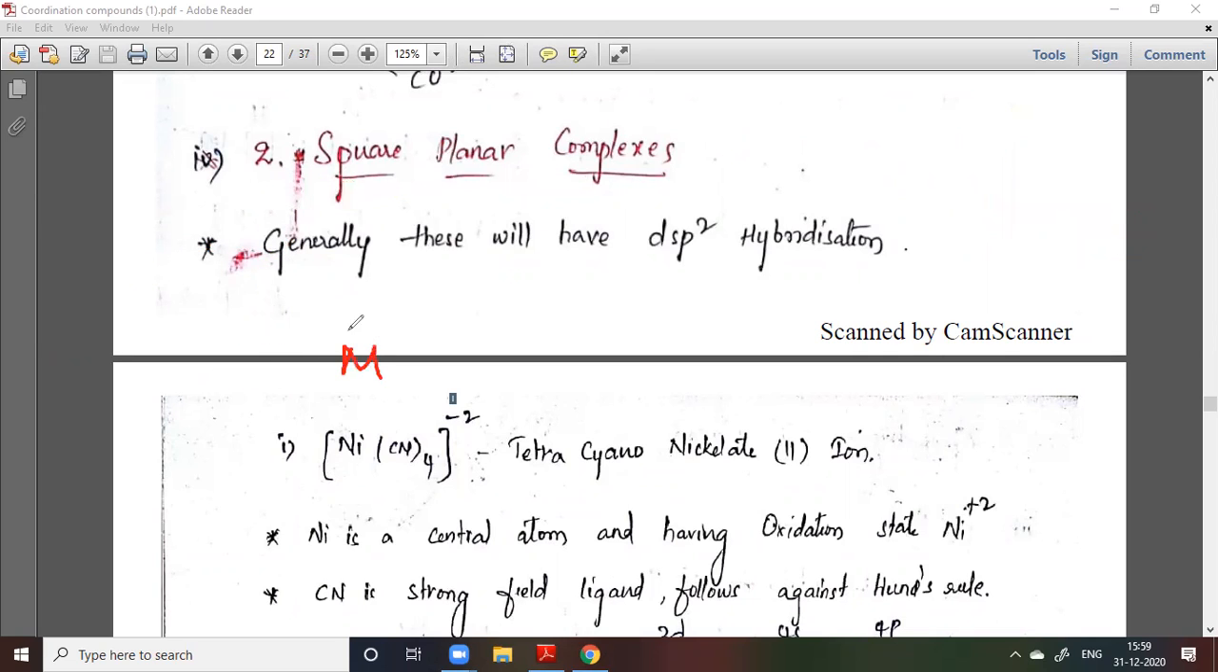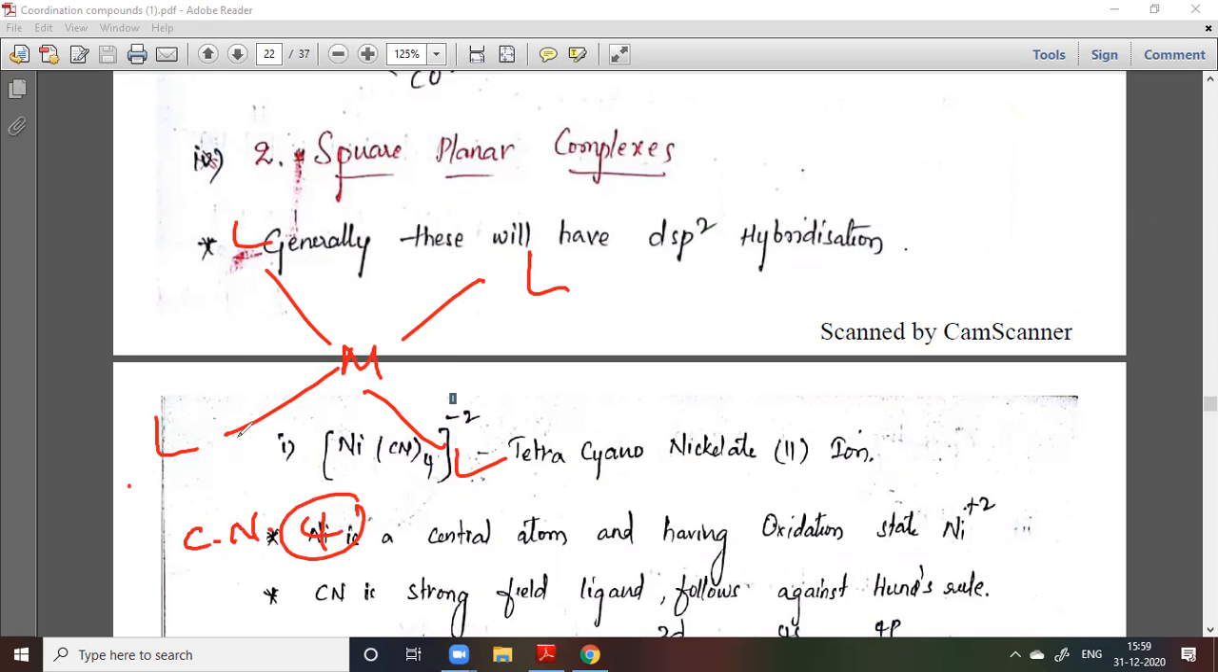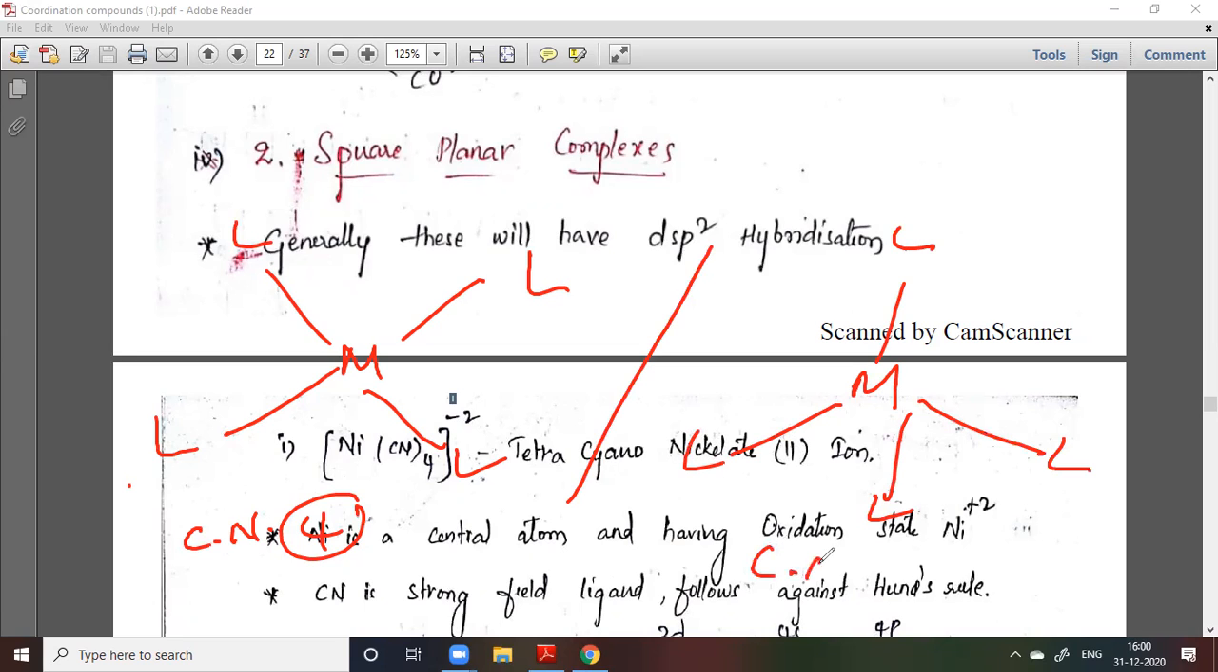The coordination number is nothing but the number of ligands. If the number of ligands is 4, then the coordination number is 4. Then the geometry may be either square planar or tetrahedral. The tetrahedral structure is like this. You can see the difference between these two structures. The geometry is different, but the coordination number is 4.